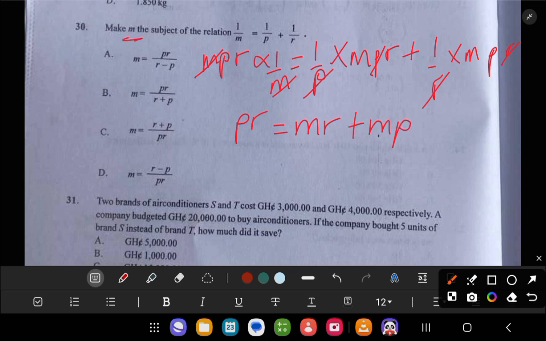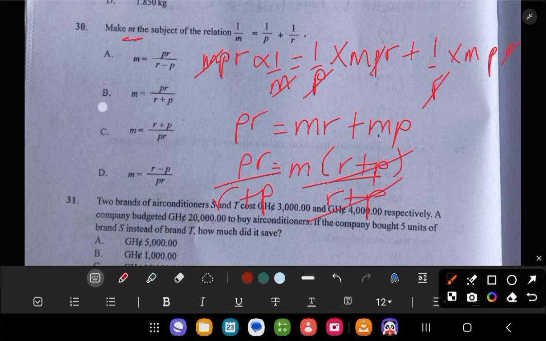We are making M the subject. So the next thing we do is to group all M at one side. It's already grouped. So PR equals factorize M out, M times R plus P. So divide both sides by R plus P. R plus P cancels R plus P. So we have M equals PR over R plus P. So looking at it, that's what we have here. It's B.